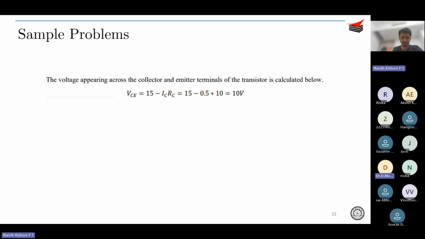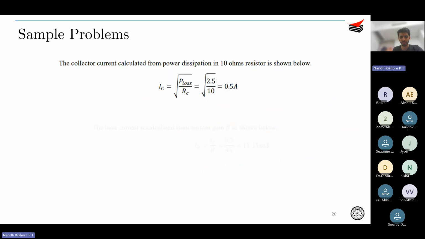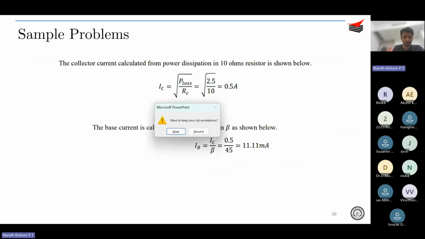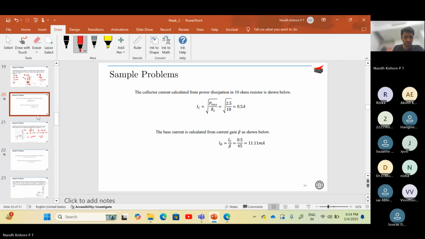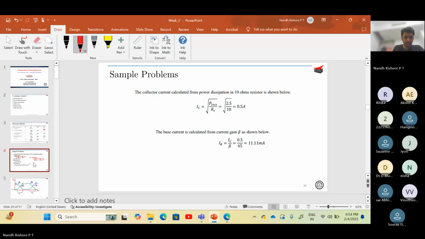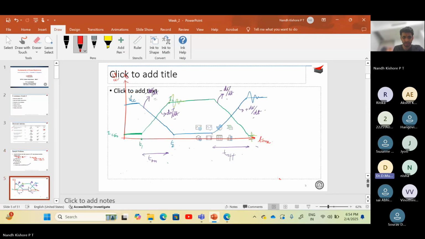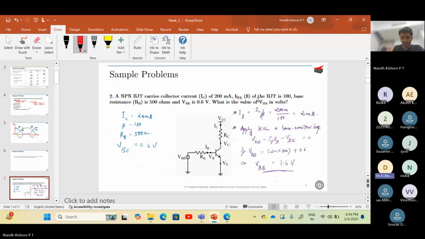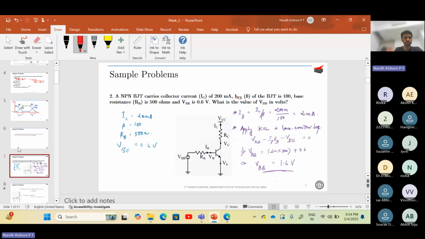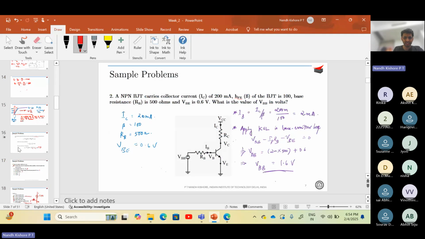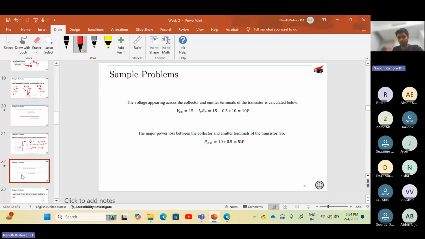Or did we do any mistake? Voltage appearing is VCC minus IC RC. IC was, yeah, in question number 2 IC is given as 200 milliamps. So here I think there is a mistake. IC is not 500 milliamps, it is 200 milliamps.